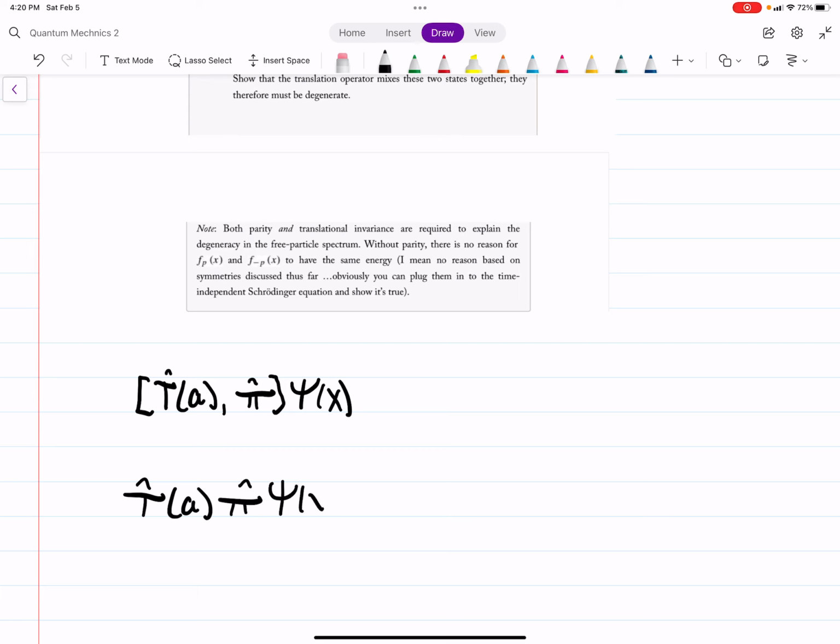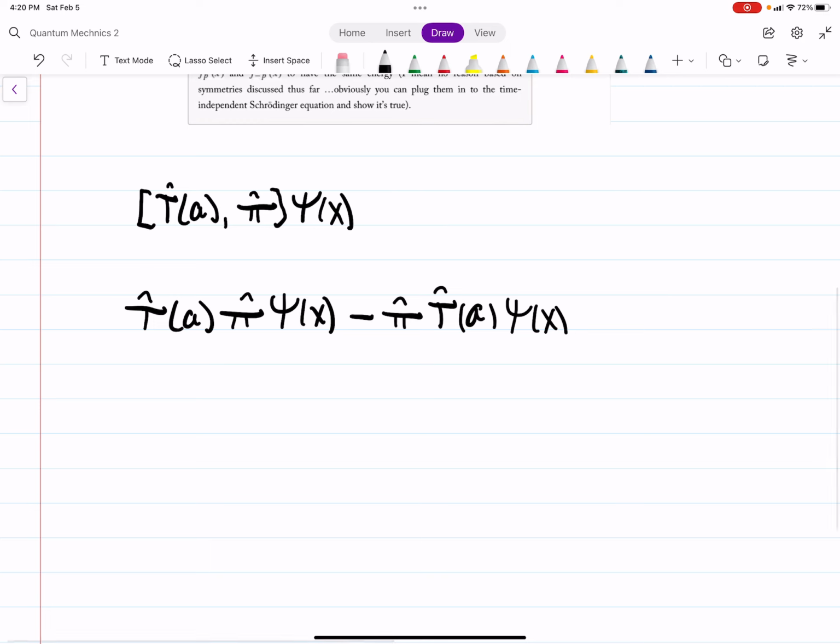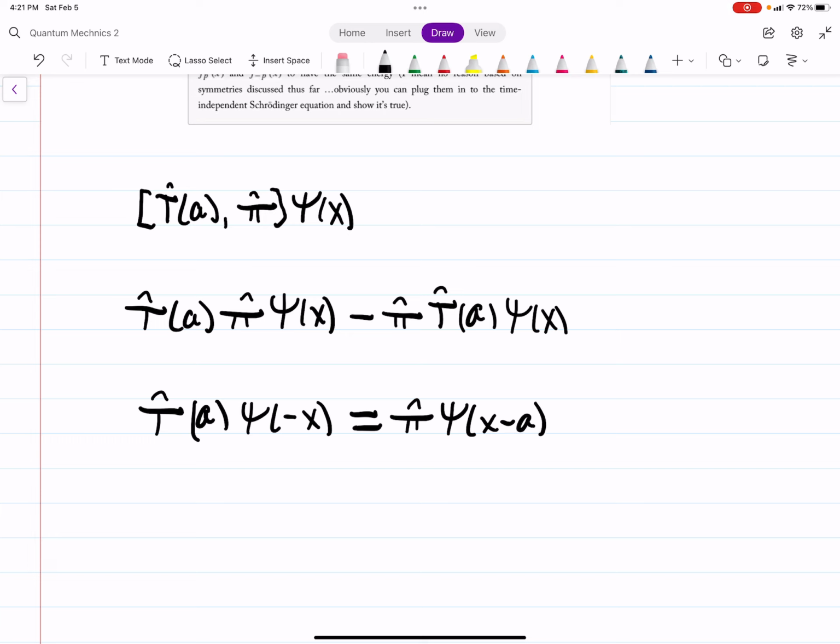Just doing our commutation relation. Okay. And we know what parity does, and we know what the translation operator does. So we're going to get the translation operator acting on now psi of minus x. I'm just going to add this over, and that's parity operating on psi of x minus a. Okay? So the question is, does this equal 0?